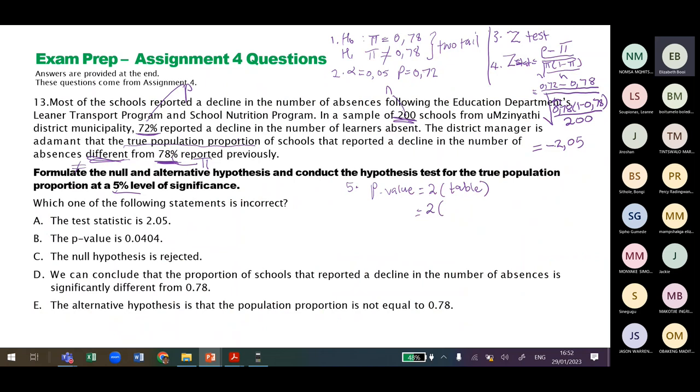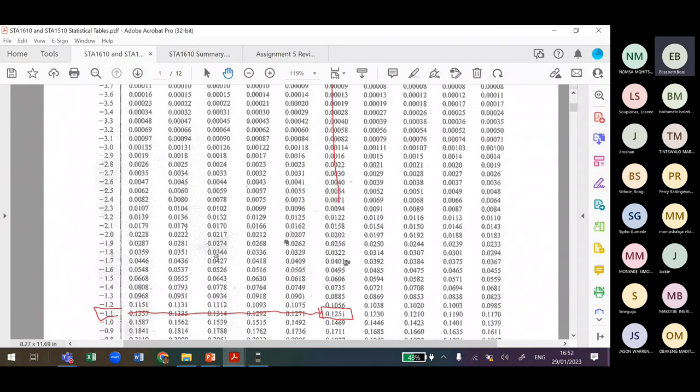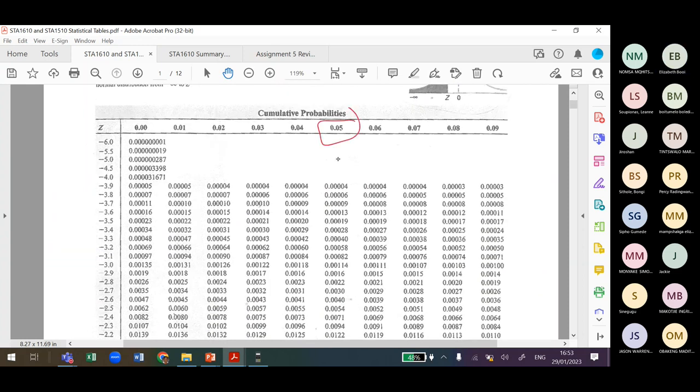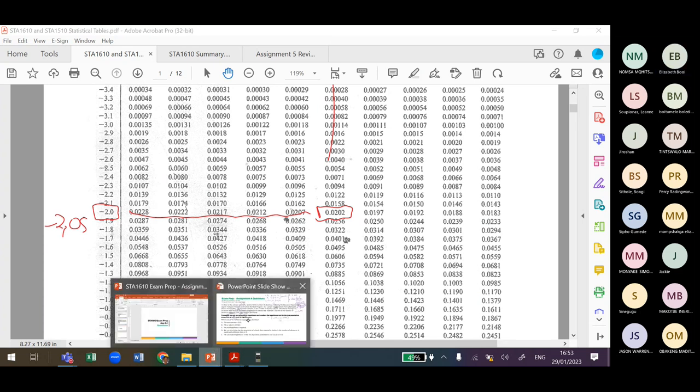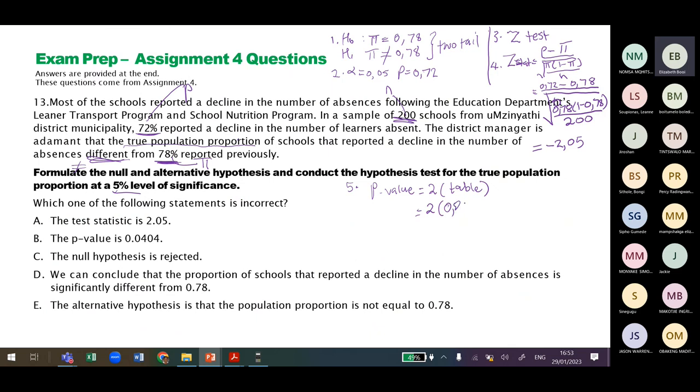We need to go to the table and find the table value from the Z value of -2.05. So go to the Z table on the negative side. We're looking for -2.05. So it means we're looking for 2.0, and 0.05 at the top, where they both meet, which is 0.0202. And that is equals to 0.0404.